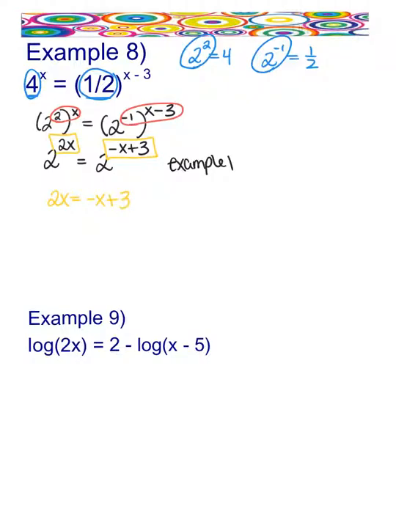And now all I have to do is solve for x. It's a simple linear equation. We'll add x to both sides, giving me 3x equals 3. Divide by the 3, and you get x is equal to 1. All done.